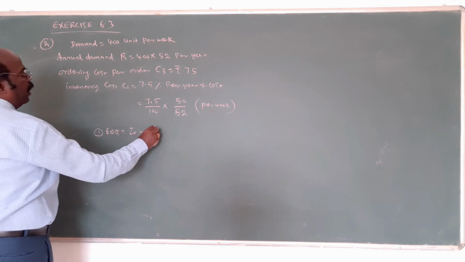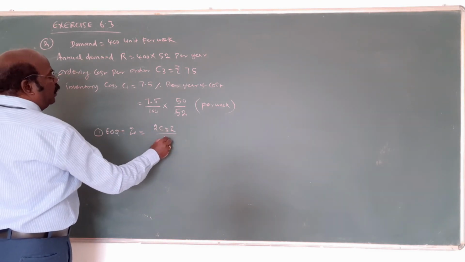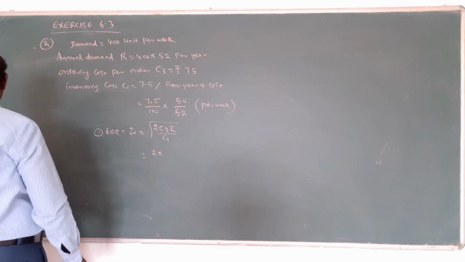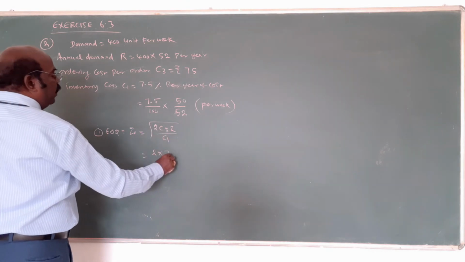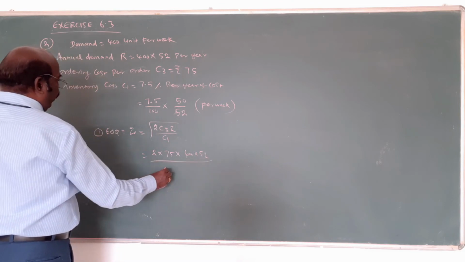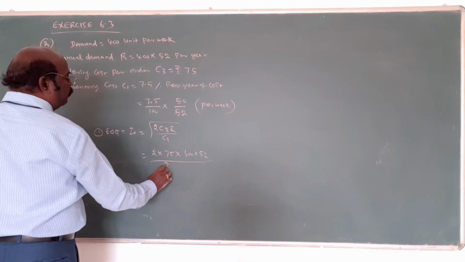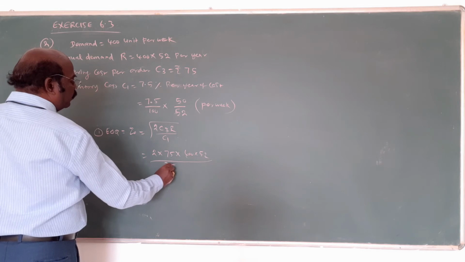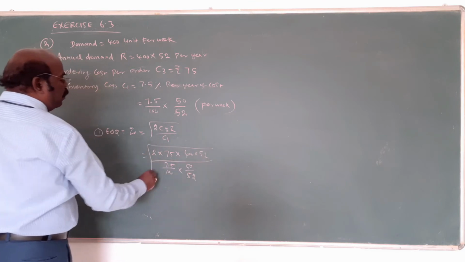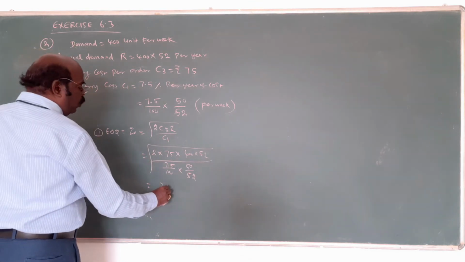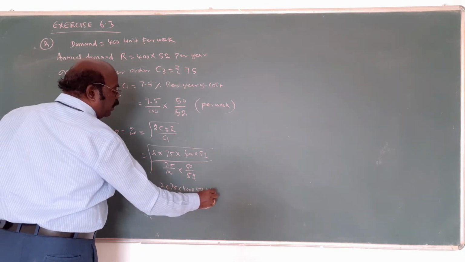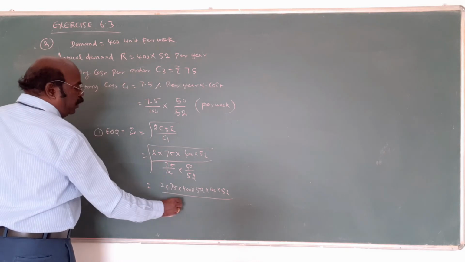EOQ, Q not, equals the square root of 2 times C3 by C1, the formula. 2 into C3, C3 is what? 75, into R, which is 400 into 52, divided by 7.5 by 100 into 50 by 2. Am I right?